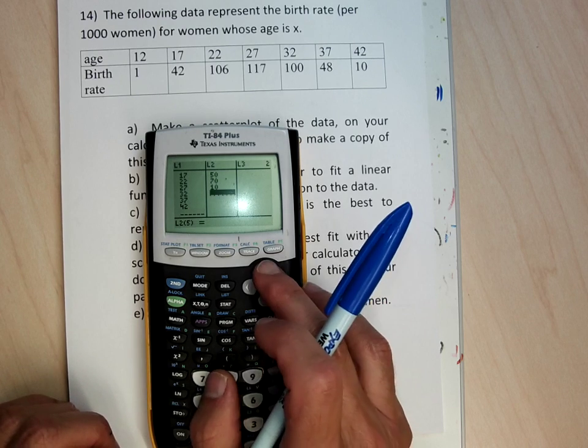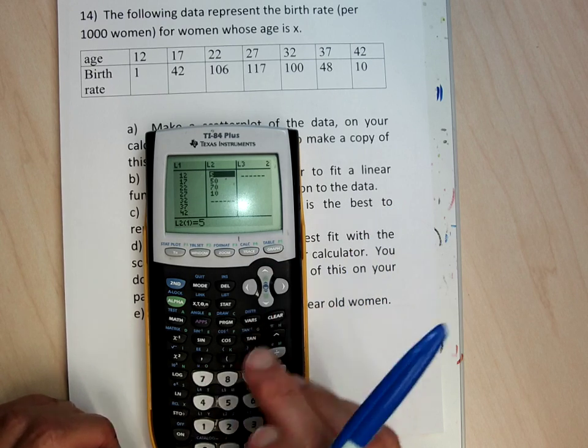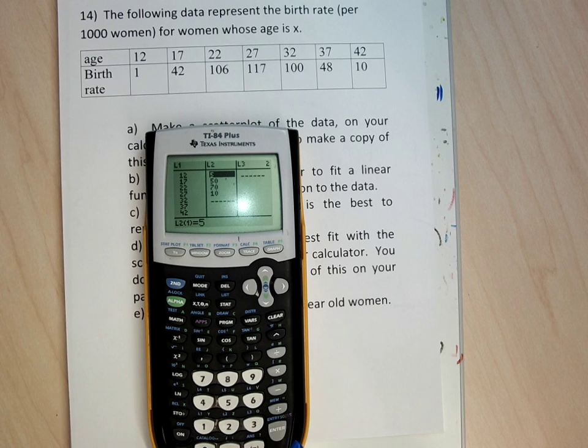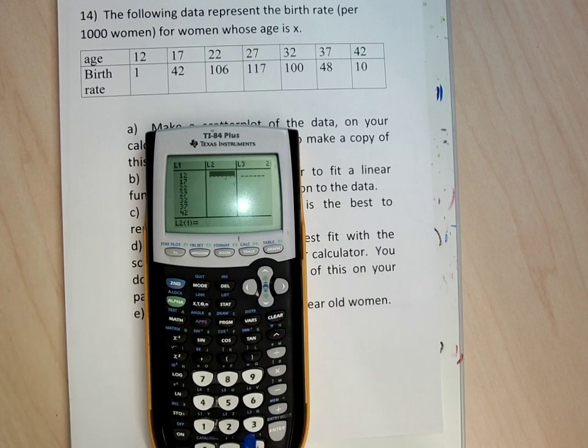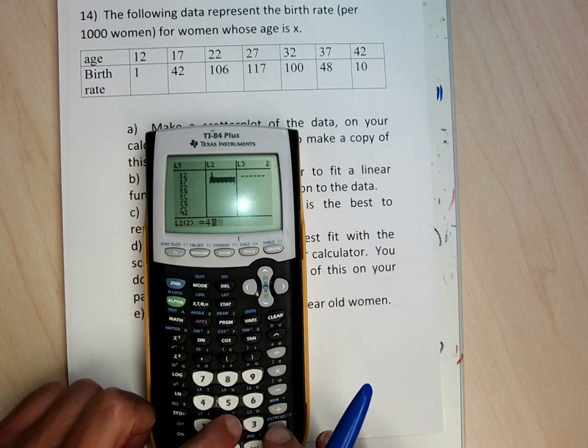I don't technically have to delete the data. If the list that I'm entering is longer than the list that's already there, I could just type over it. Or I could delete, delete, delete, delete, and start with a clean list. Doesn't matter.